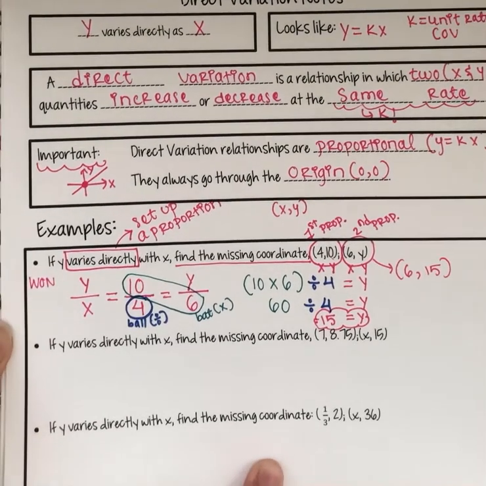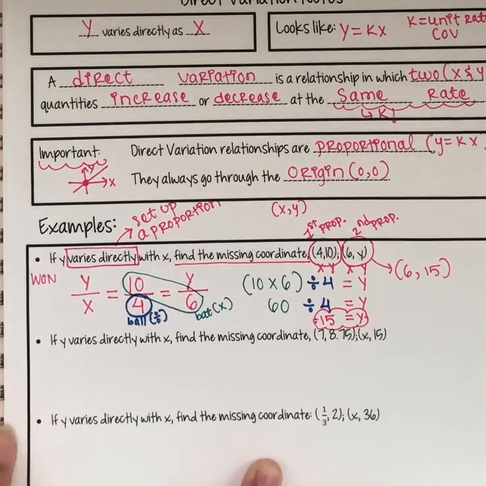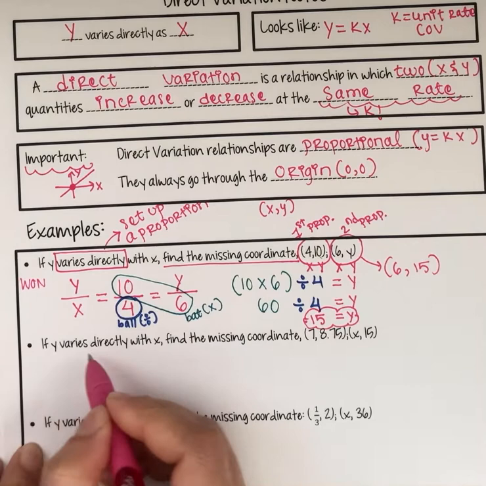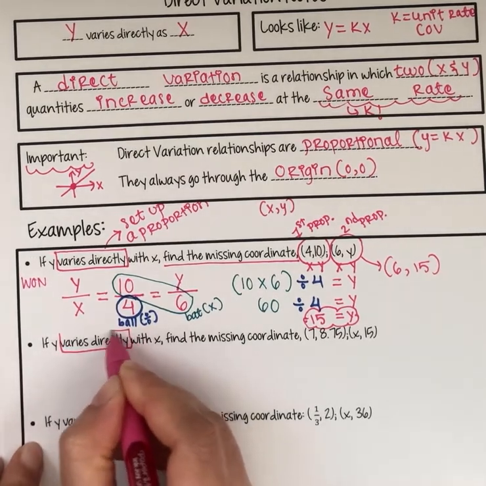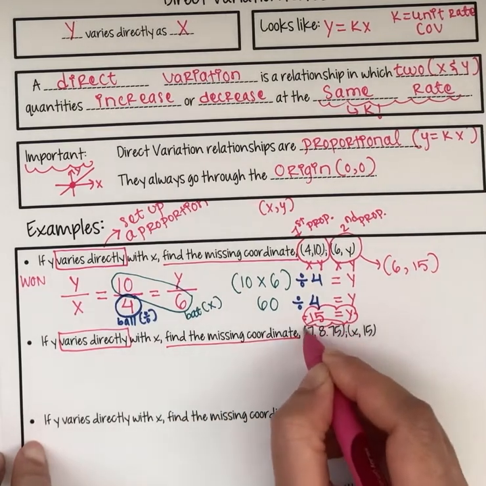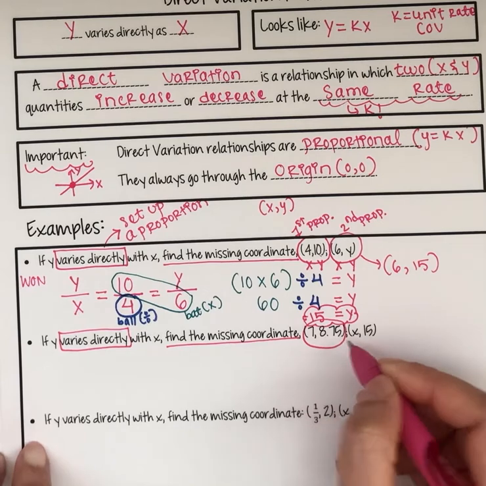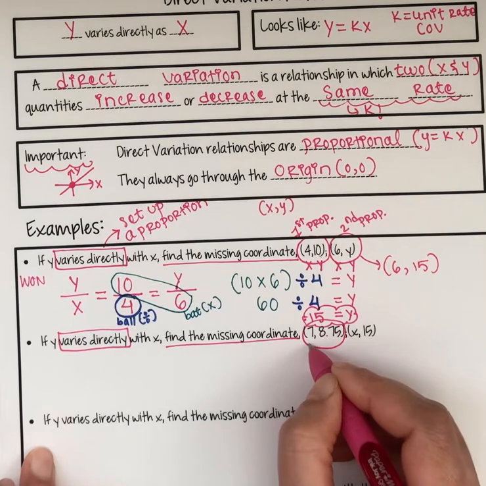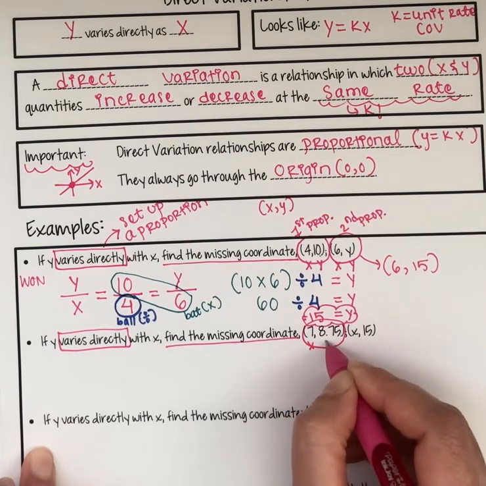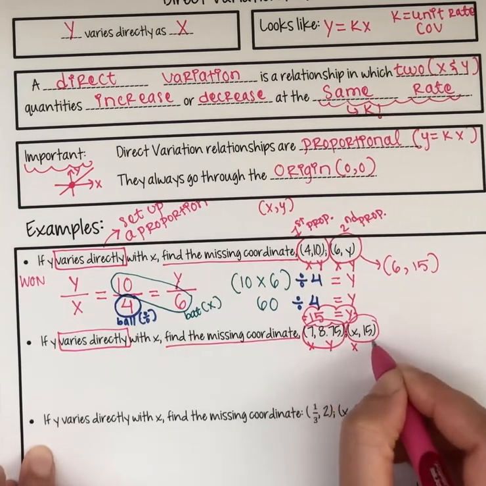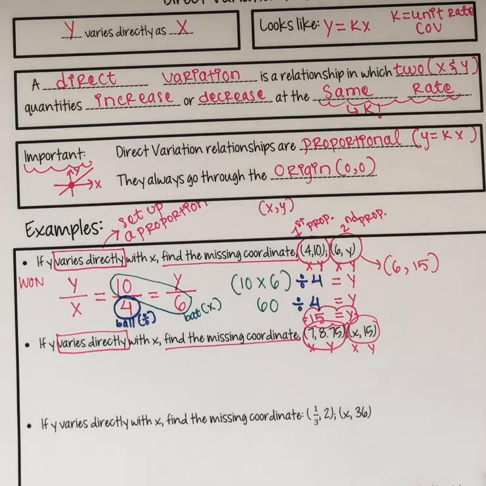Okay, now let's try the second example. I'm going to help you set it up, but I want you guys to try solving it. So we have, again, y varies directly. If y varies directly with x, find the missing coordinate. And then the coordinates that are given are 7, 8.75. What is the 7? Is that the x or the y? That's correct. It's x, and 8.75 is your y value. And then we have x and 15, where x is x and 15 is the y. So in this case, we're not finding y. We're actually finding the x coordinate.